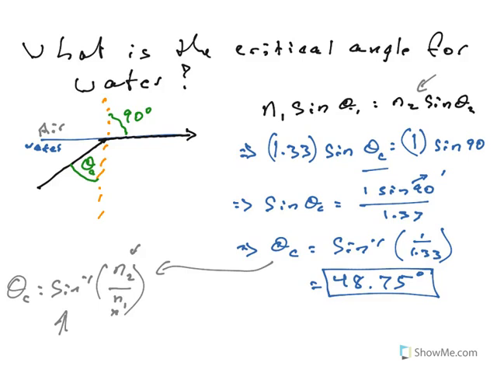All you have to do for critical angle is remember that the critical angle means when you're trying to go through to the second medium, the angle in the second medium is 90 degrees. It skims the surface. All right, so that's refraction.